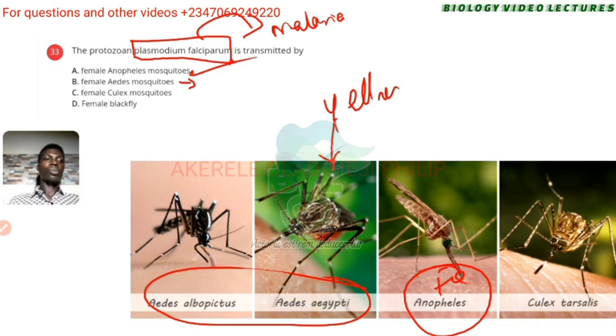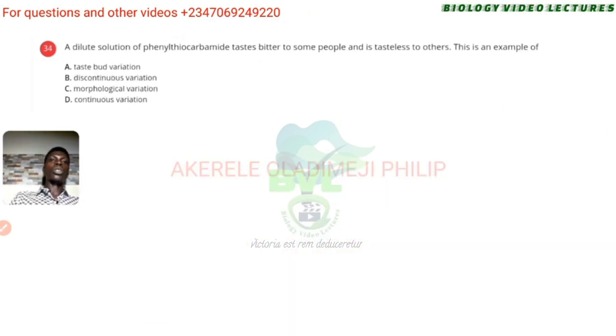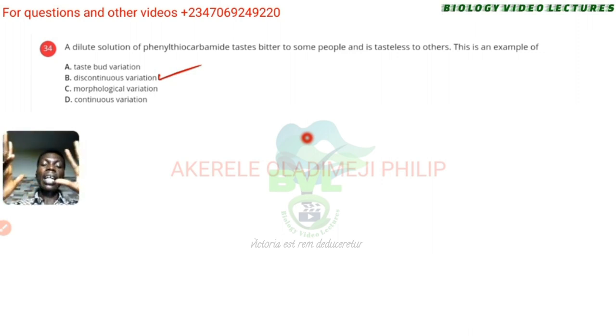Now, a dilute solution of phenylthiocarbamide tastes bitter to some people and is tasteless to some others. This is an example of what we call discontinuous variation. Discontinuous variation is a variation whereby you either have it or you don't have it. It's either you have attached ear lobes or you don't, you can roll your tongue or not.